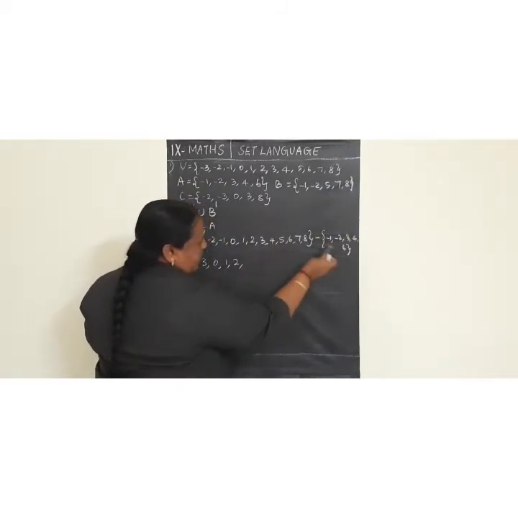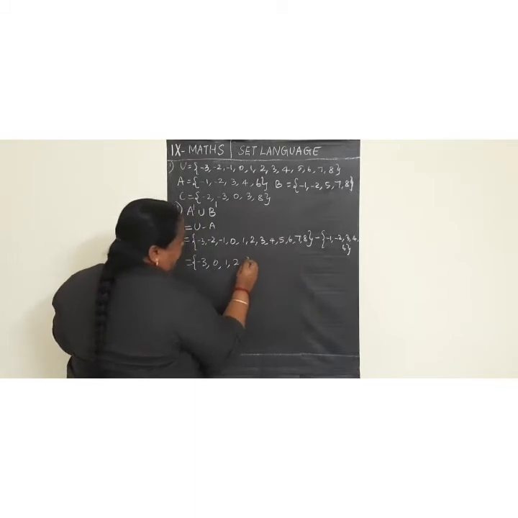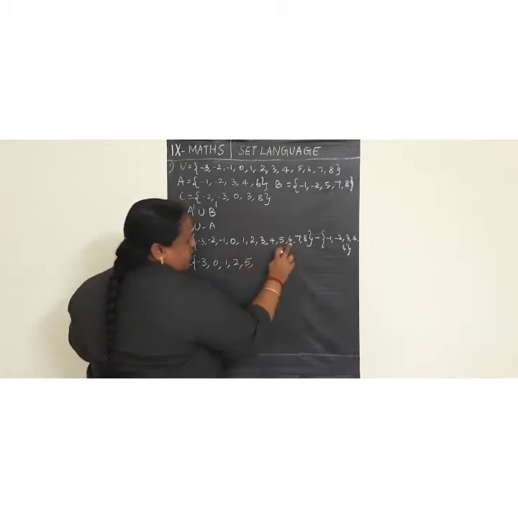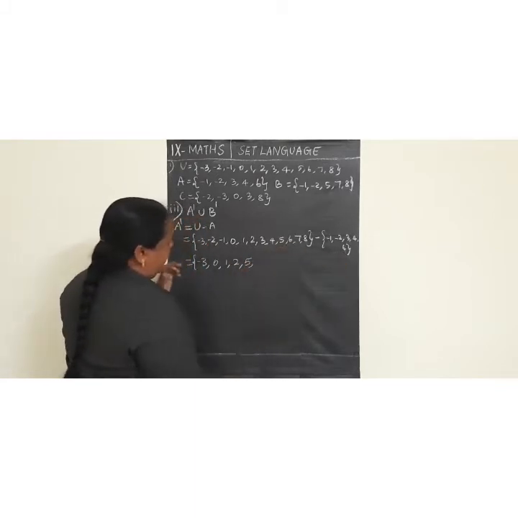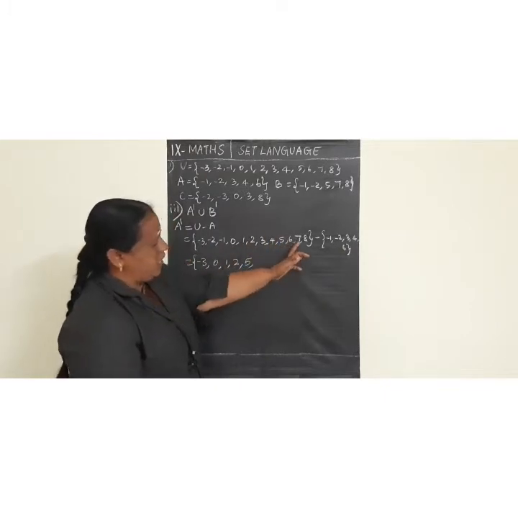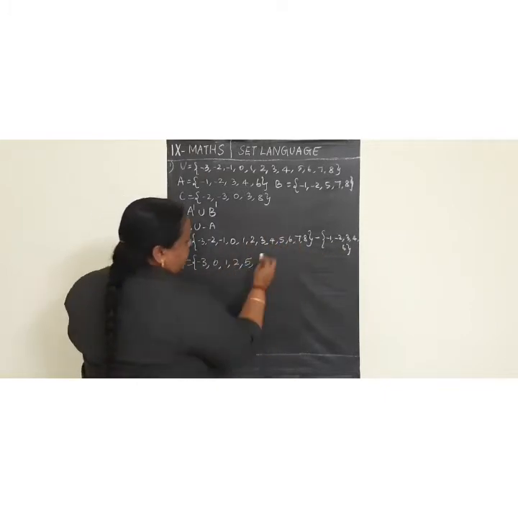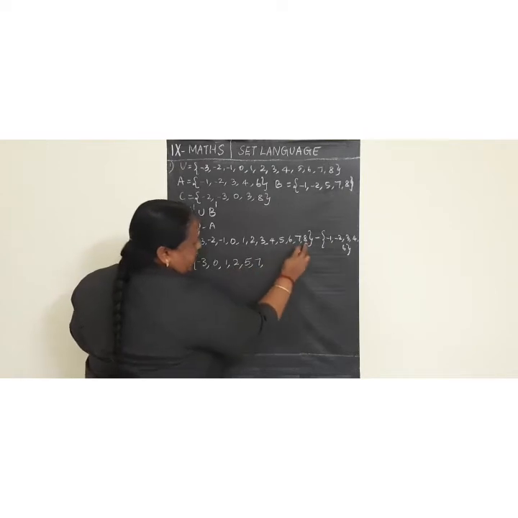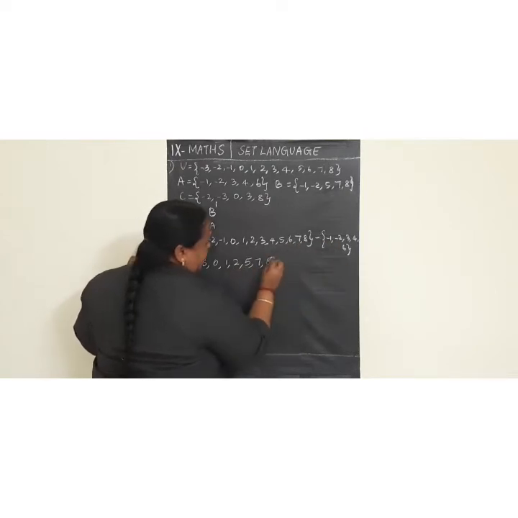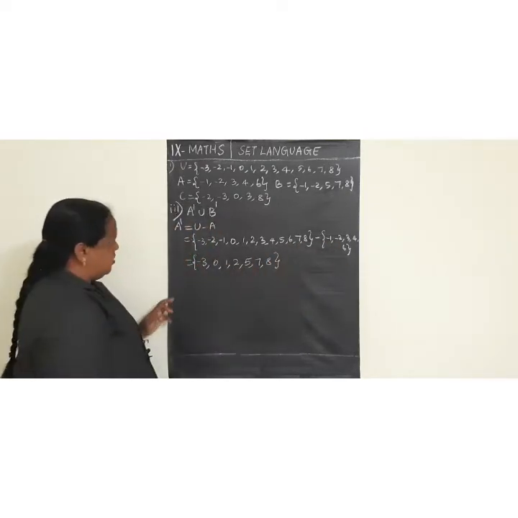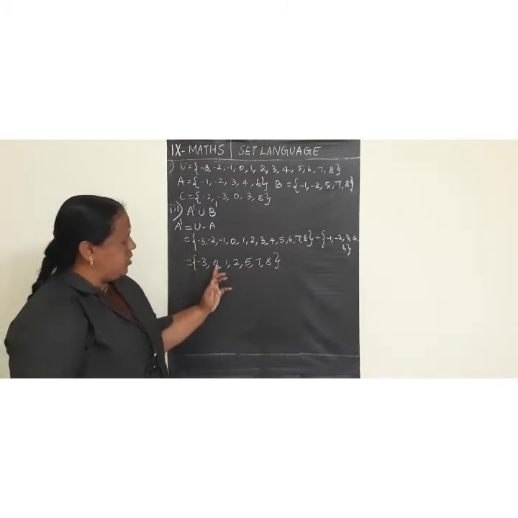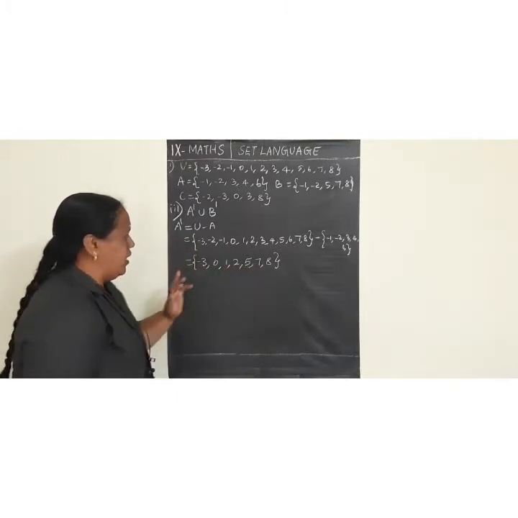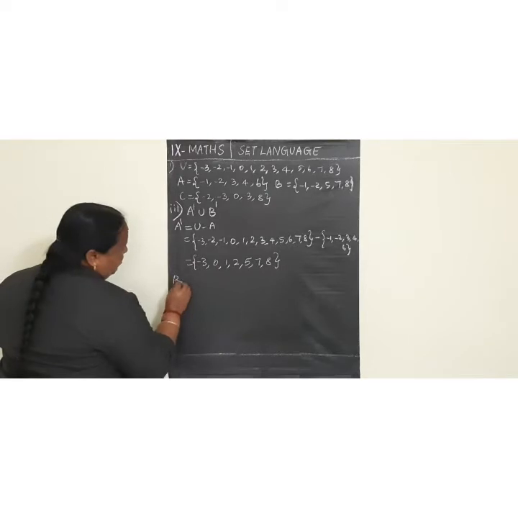Next element is 4. 4 is also there. Next element is 5. 5 is not there in the set A, so we have to write 5. Next element is 6. 6 is there in the set A, so we won't write that one. Next element is 7. 7 is not there, so we have to write 7. Next element is 8. 8 is not there, so we have to write 8. So A dash is equal to minus 3, 0, 1, 2, 5, 7, 8. Next we have to find B dash.